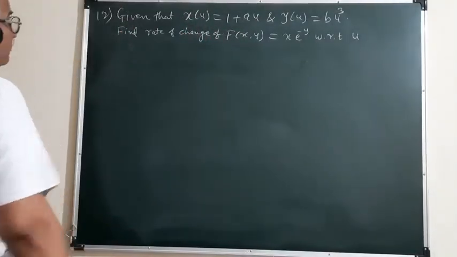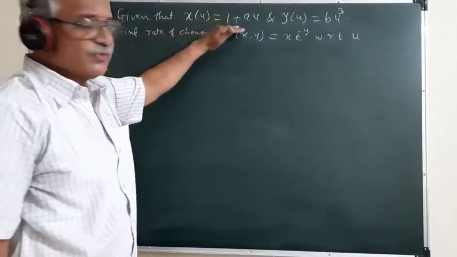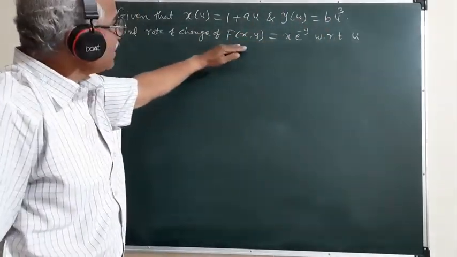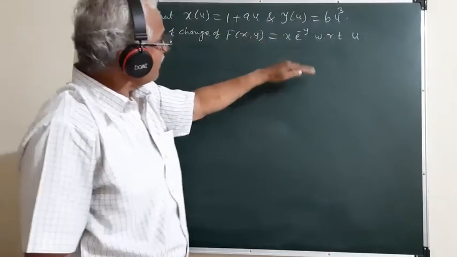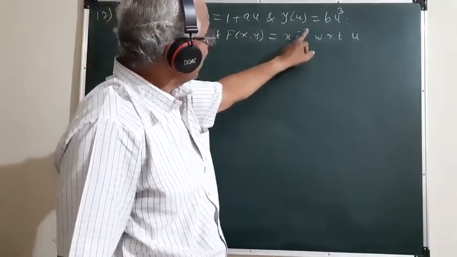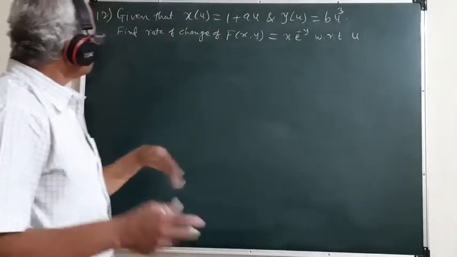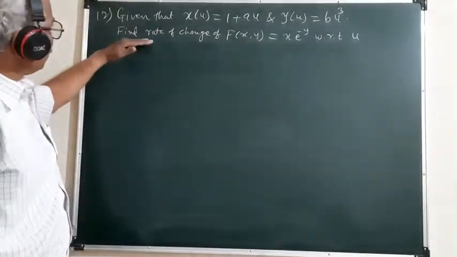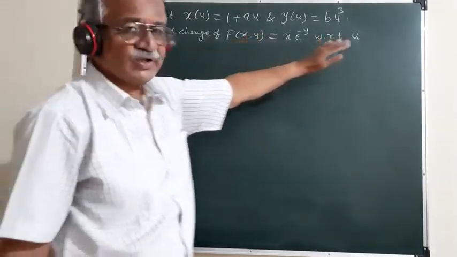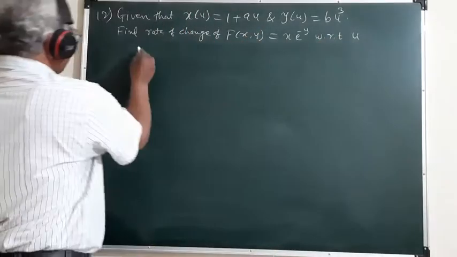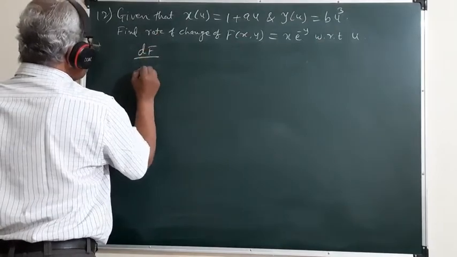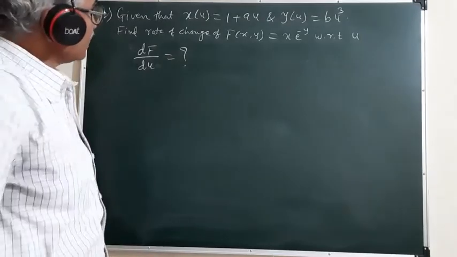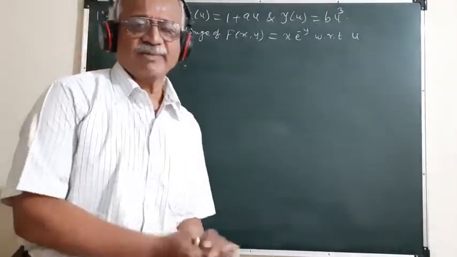So you are given x as a function of u, y as a certain function of u, and f is a function of x and y expressed as x e raised to minus y. Then you are asked to obtain the expression for df by du. The rate of change of f with respect to u is nothing but df by du. So let us try to obtain the expression for df by du.